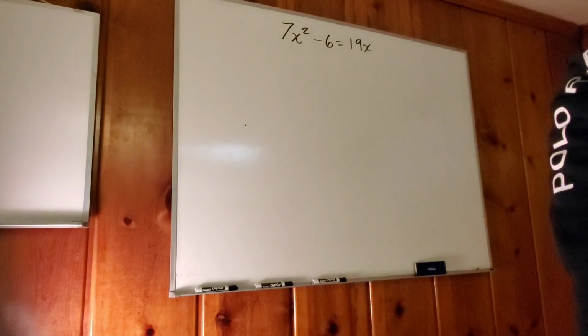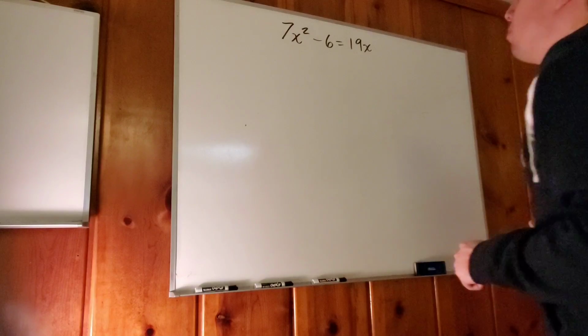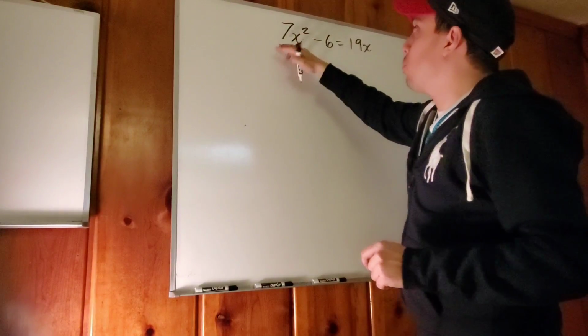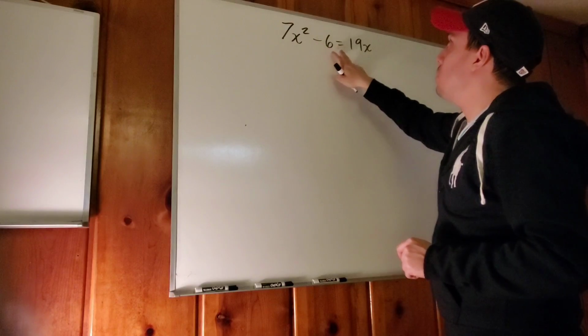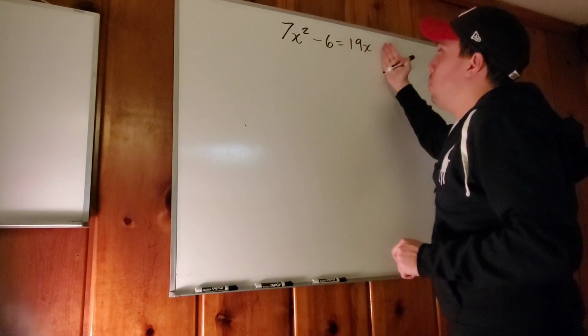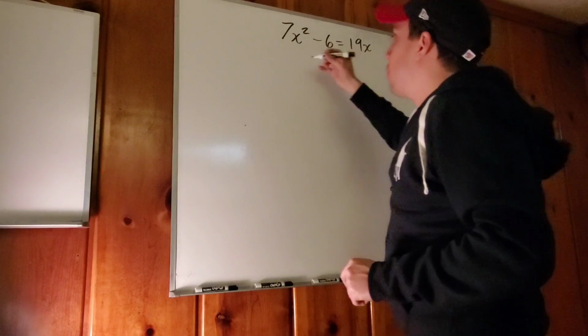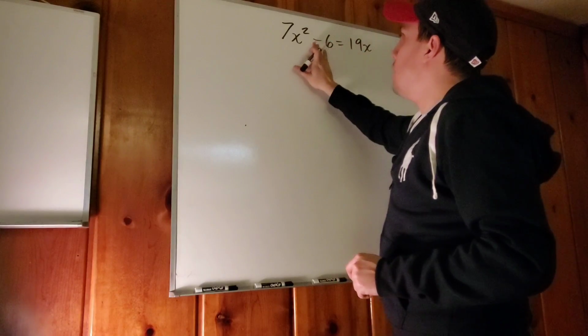So the second part of the second example is, again, find the roots of 7x squared minus 6 equals 19x. So again, we're going to move all the terms to the left, and then we're going to factor. So the first thing that we're going to do is move the 19x over here.